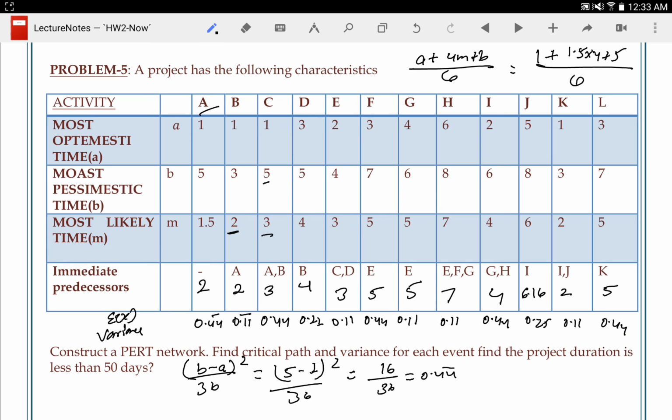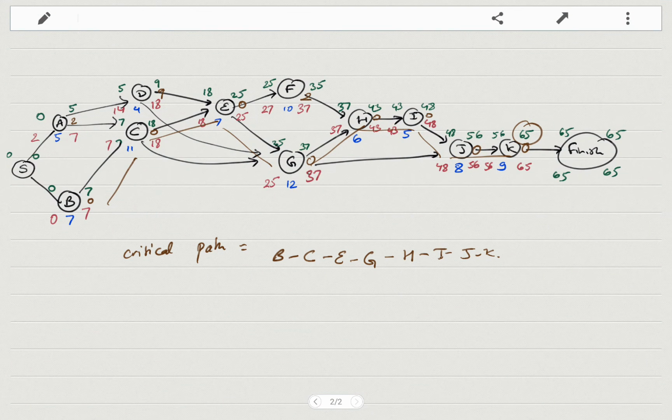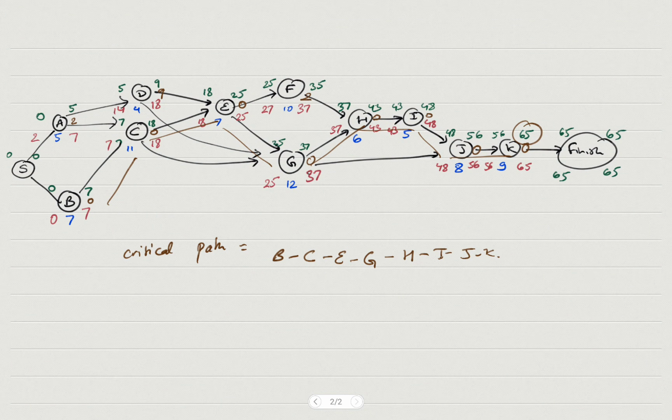Alright, now we can again go to the same sticky note and make a project network for this problem.